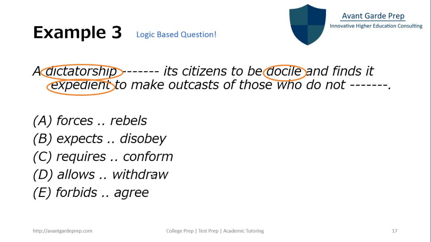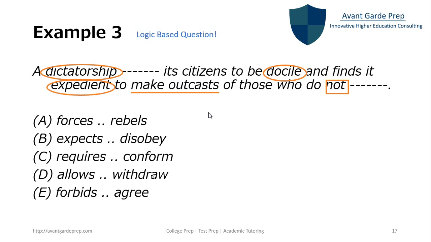Okay, so we're again going to do the one blank in isolation. We have a couple other triggers to be aware of. Make outcasts, and that's what the dictatorship is doing to citizens who do not do something. Now here's where we have again that really difficult part of a negative. So especially as I'm explaining this example, it's going to sound like I'm talking about the opposite, and that's because we have this negative.